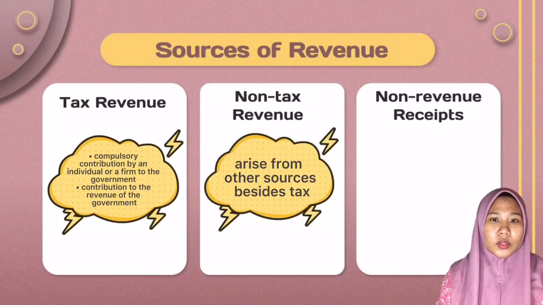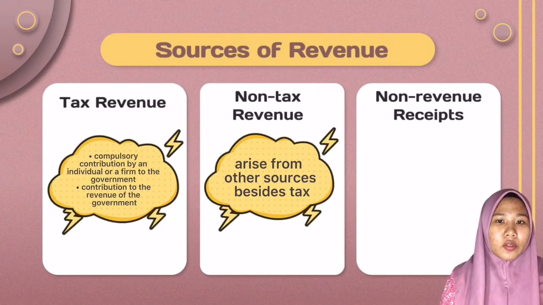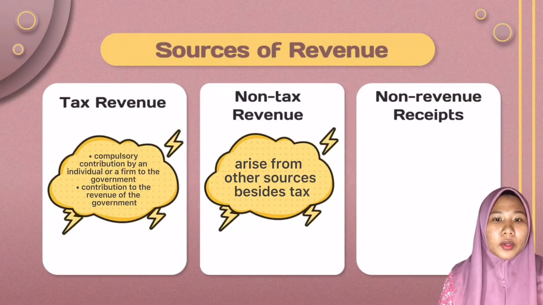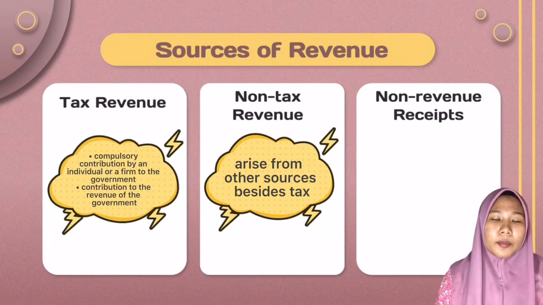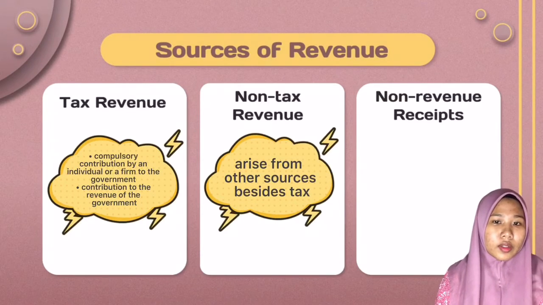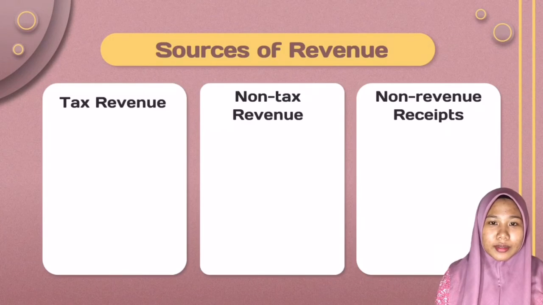Non-tax revenue is revenue which arises from other sources besides tax, including revenue from licenses and permits, petroleum royalty, interest and returns on investment, fees and penalties. Non-revenue receipts include refund of expenditure and receipt from government agencies.